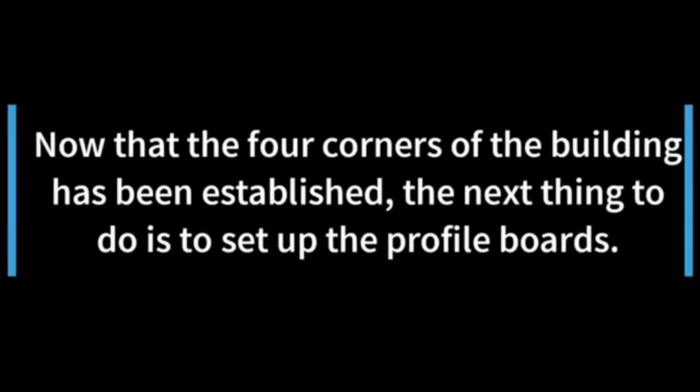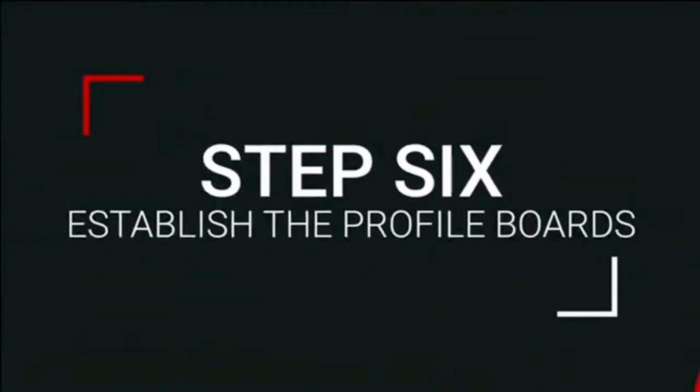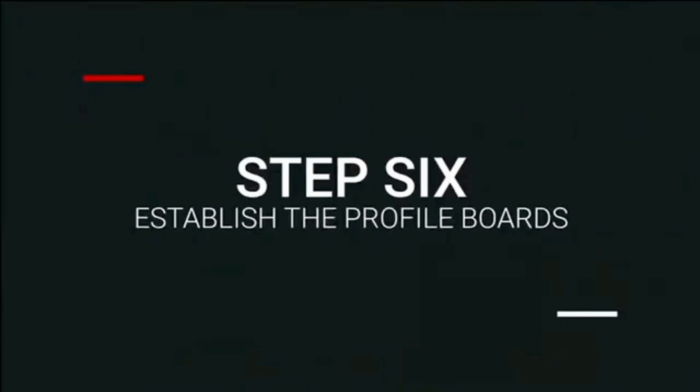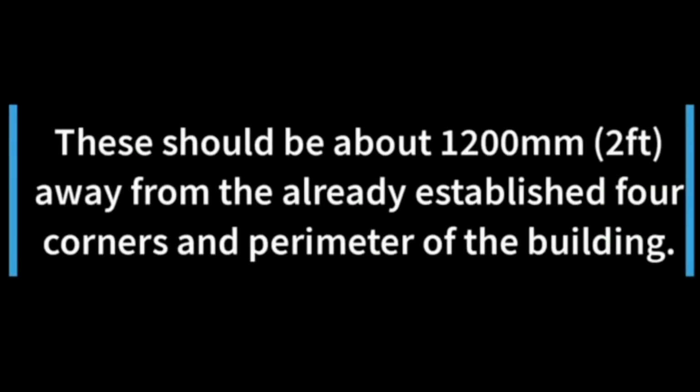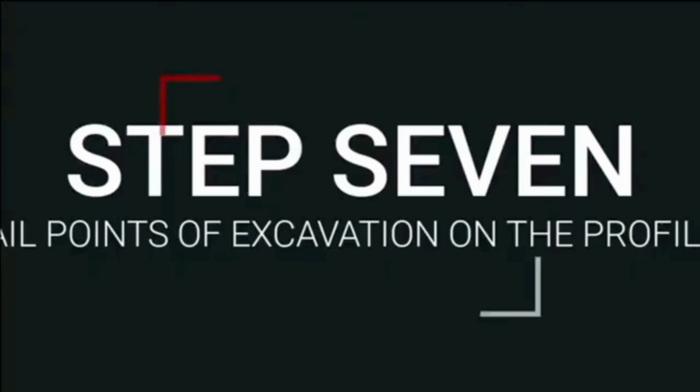Now that the 4 corners of the building have been established, the next thing to do is to set up the profile boards. Step 6. Establish the profile boards. These should be about 1,200 millimeters, 2 feet, away from the already established 4 corners and perimeter of the building.